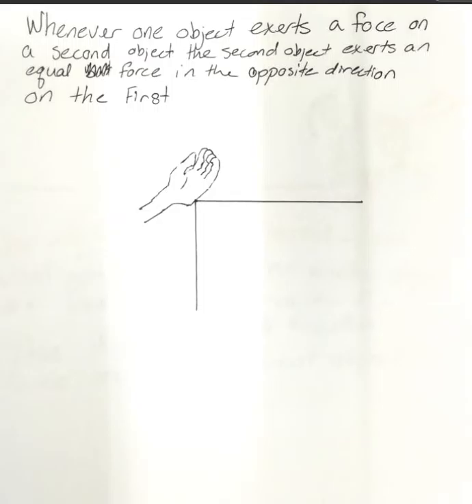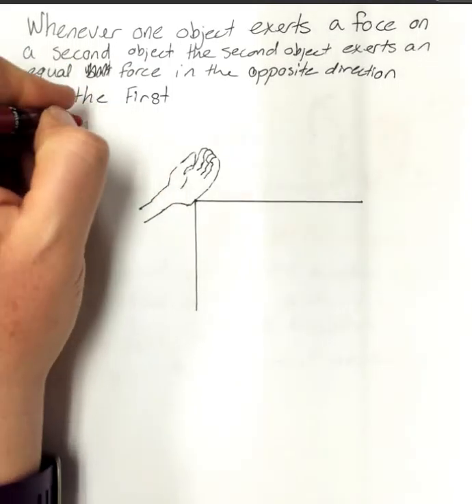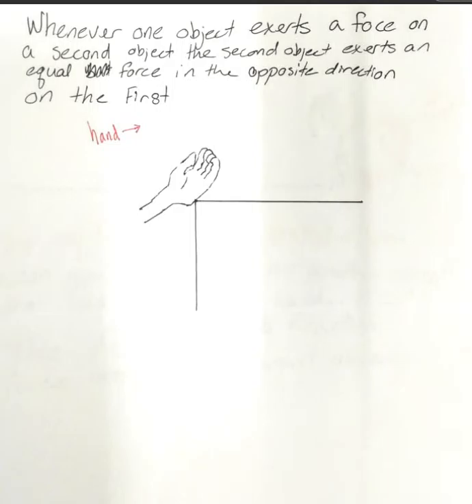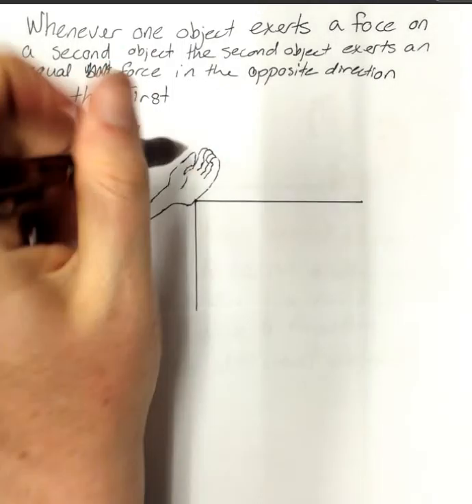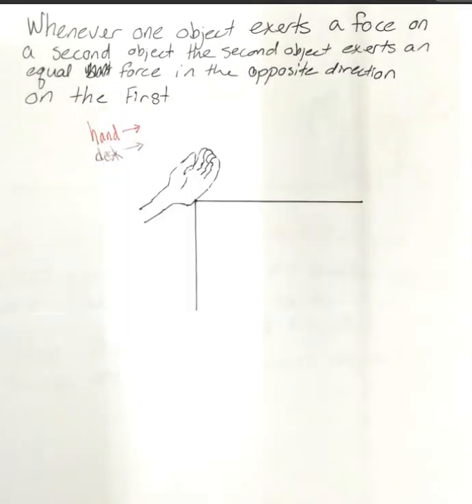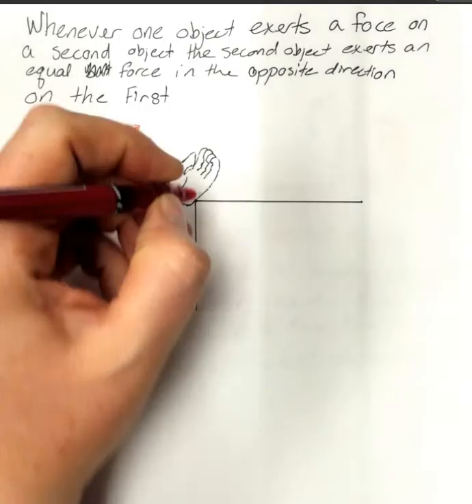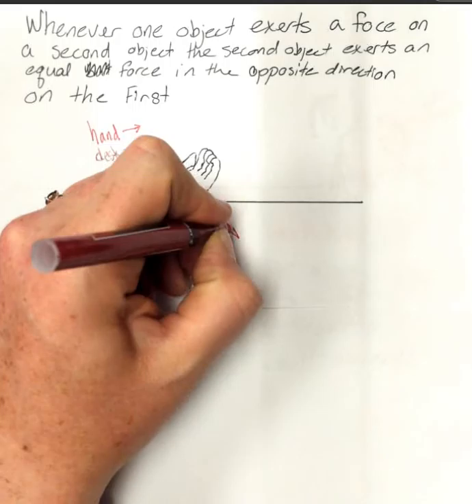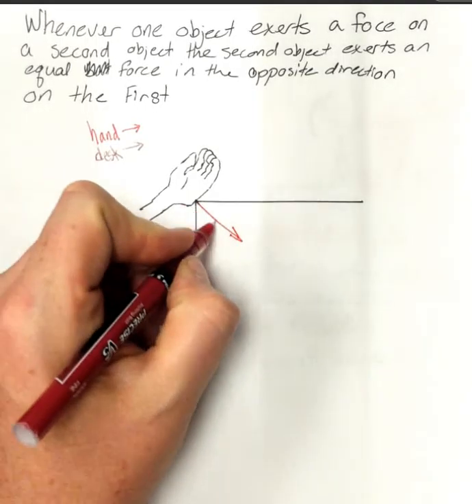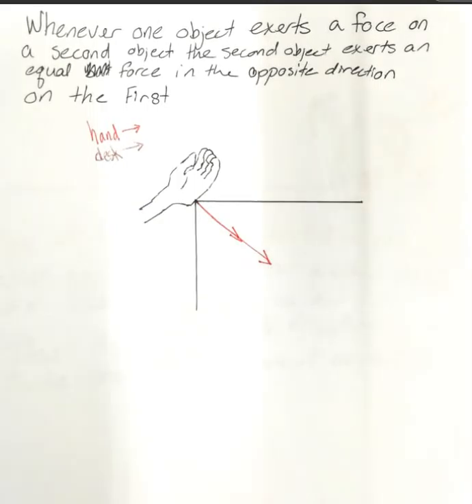Now first, let's make your hand a red force vector, and let's make the desk a brown force vector. Alright, so that's our key. And so let's think about this. You apply your hand to the edge of the desk and you push. That means that your hand is applying a force downward toward the desk. And as you do that, the harder you push, the more force you experience.